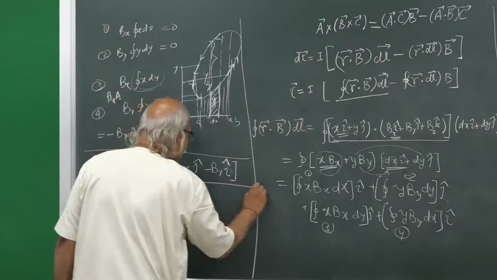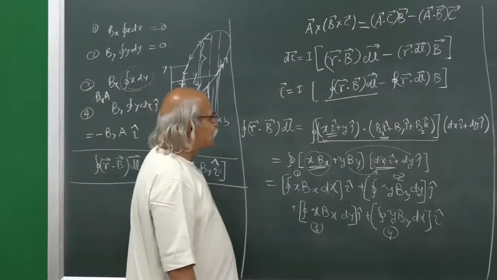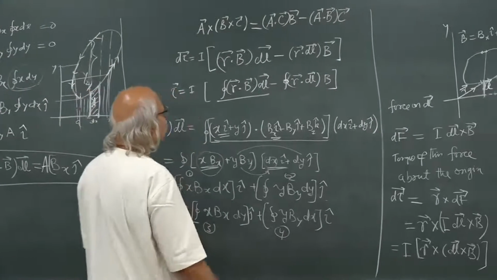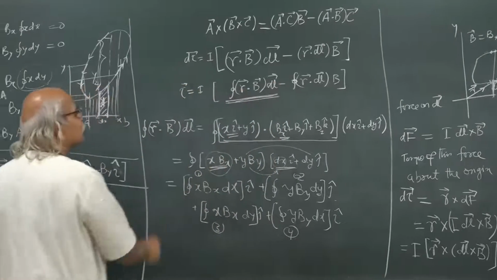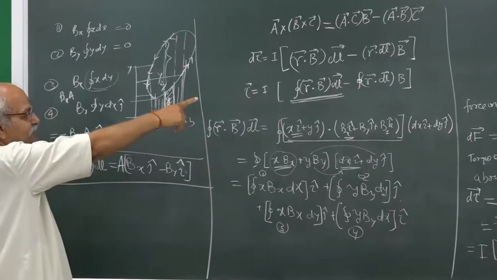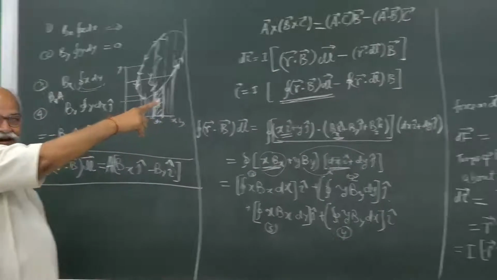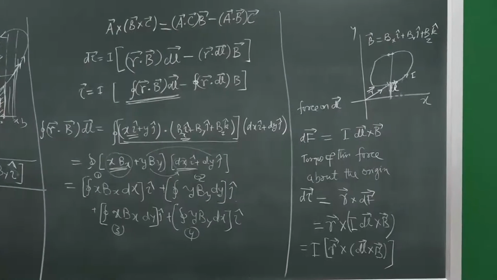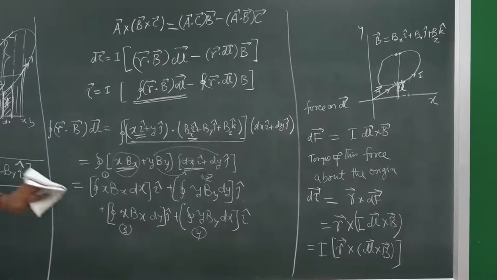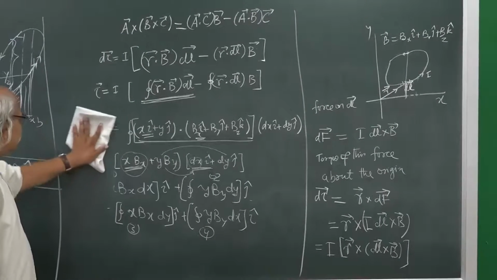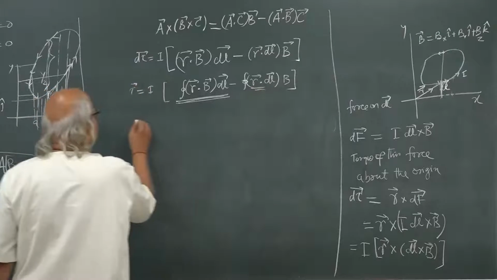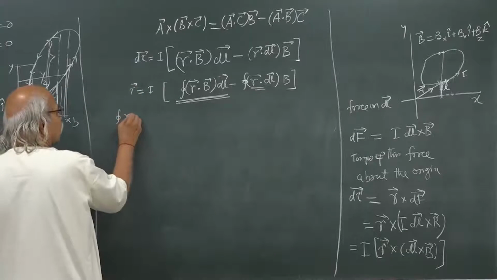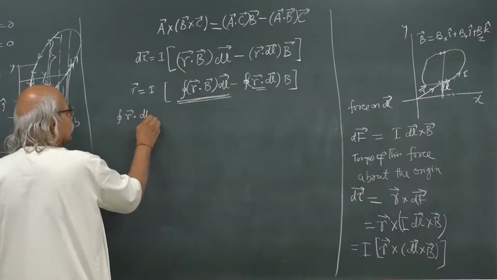Okay, what have we done? We have only done a small part of it. We have only calculated this one; the r dot dl integral is still there. So let's do that. Let me make some space here, and now our task is this one: the integration of r dot dl.